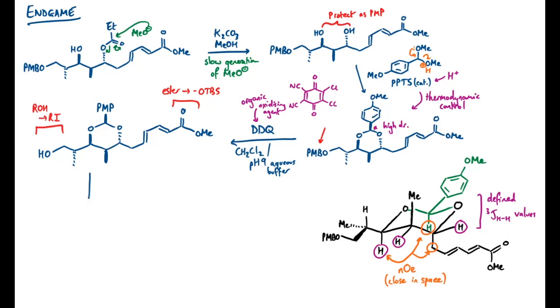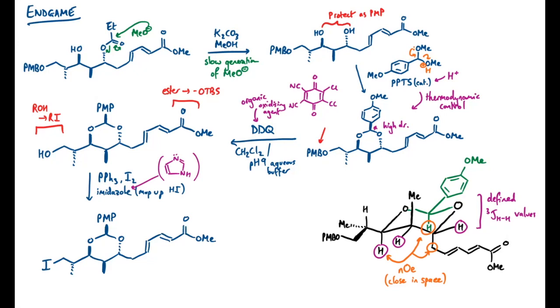So to make the alkyl iodide, I need triphenylphosphine in the presence of diatomic iodine. We also need to make sure there's a mild base in there, and imidazole is quite a common one to use. This will mop up the hydrogen iodide byproduct, which of course is really acidic and would mess around with our molecule. Imidazole is just this heterocycle, which can act as a mild base. And that will give me this product here.